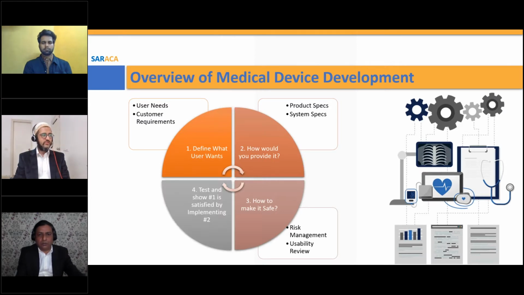The fourth step would be to test and show that, number one, the user needs are satisfied by implementing number two, your products. So what the user is asking is being satisfied by the product you have built. How do you do that? By design verification and design validation. This is a kind of cheat sheet, I would say, for medical device development. We'll see each of these steps in detail in the next slides.